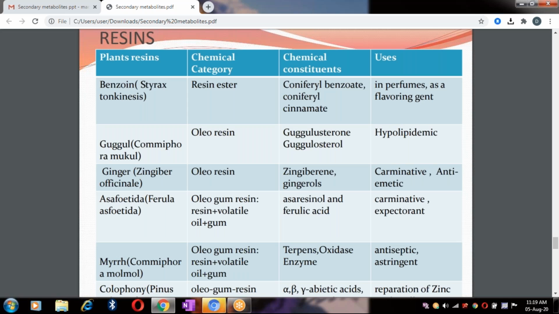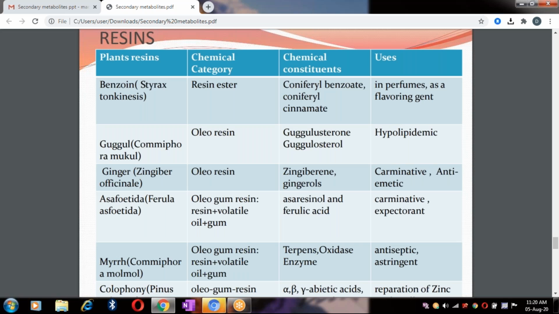Gum, how can you isolate gum? See, if you add hot water to gum, what will happen? Normal gum, you can imagine. It gets dissolved in the water. So if oleogum resin is there and you want to isolate resin, the first thing is you can subject it to steam distillation, where the oil will come out. Next, you can add hot water, where the gum will come out. We know resin is insoluble in water. So the gum will come out, the oil will come out, and you will be left with only resin. This is how you can isolate resin.